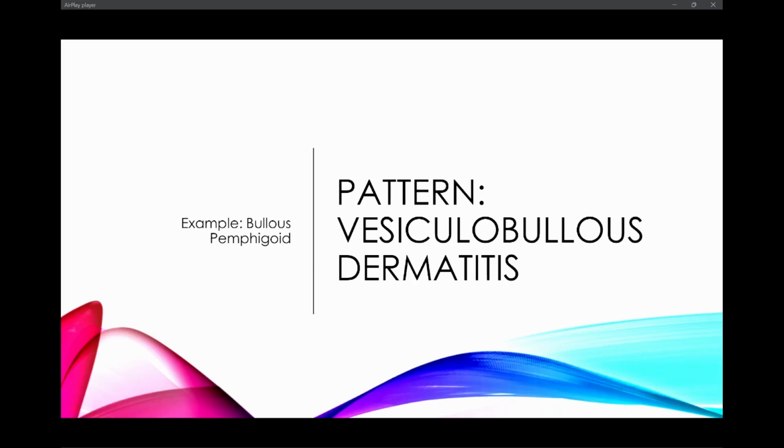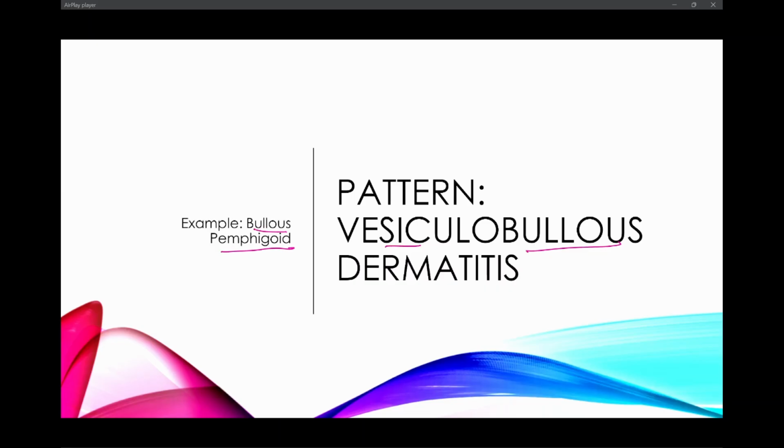So the next pattern is vesiculobullous. What is vesiculo referring to? A vesicle. And a vesicle is just an open cavity. It's a bubble essentially. What does the bulla refer to? Blister. So we know with this type of dermatitis, we're going to have blisters, because it's bulla. We know that. The example is bullous pemphigoid.